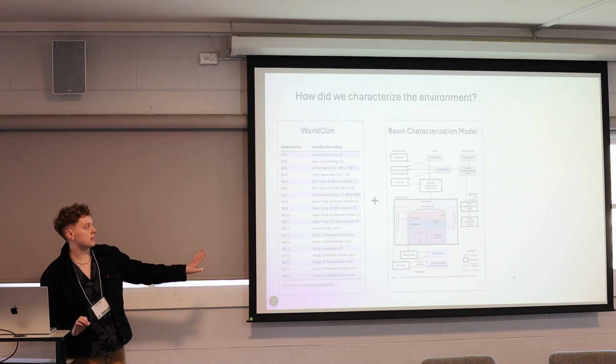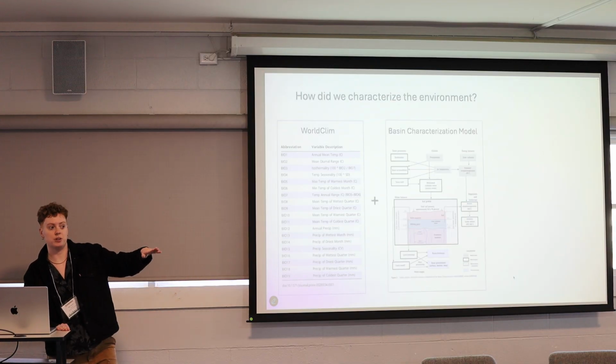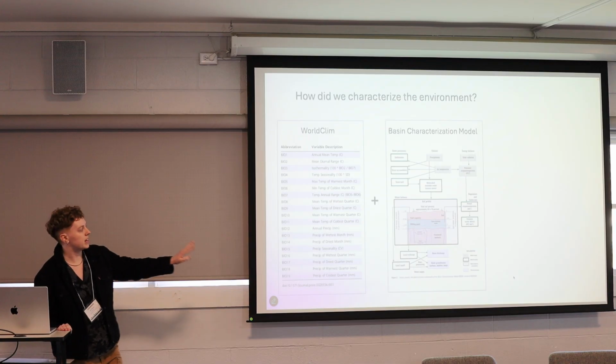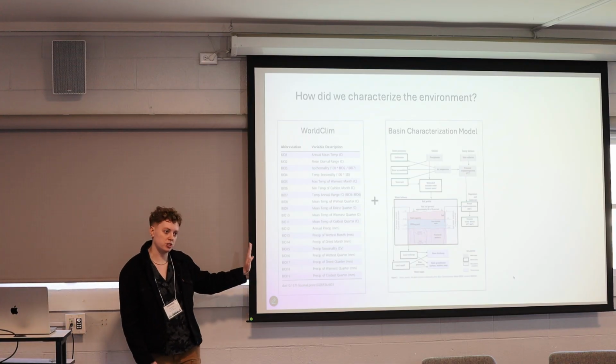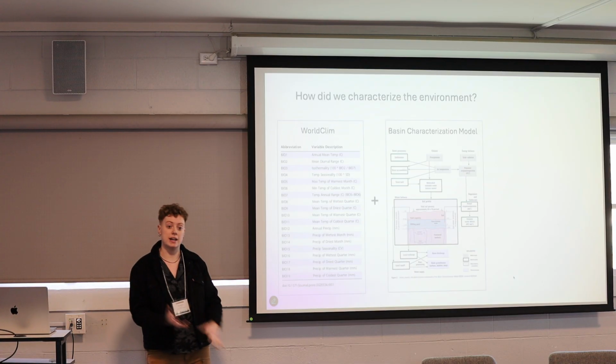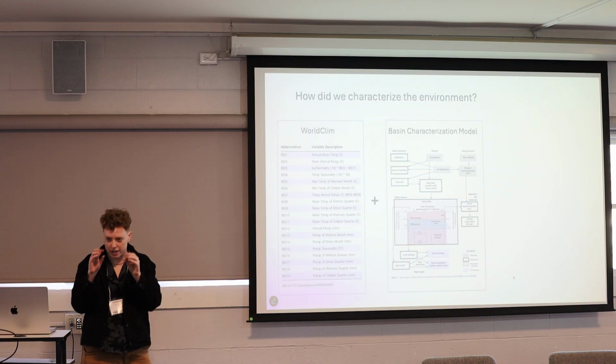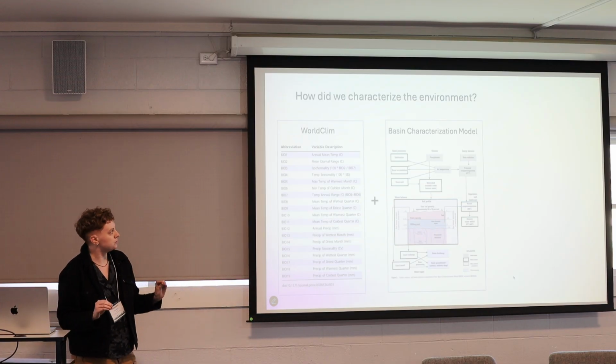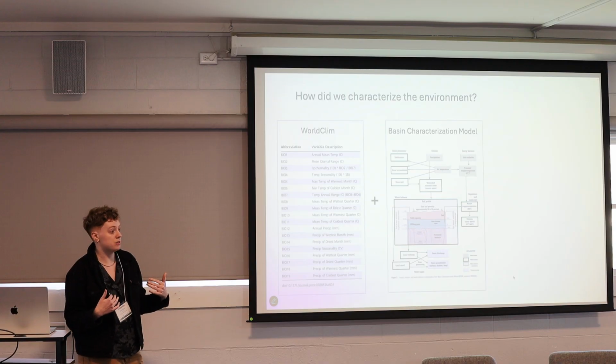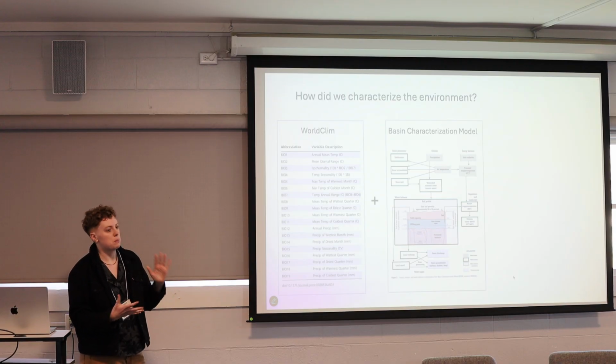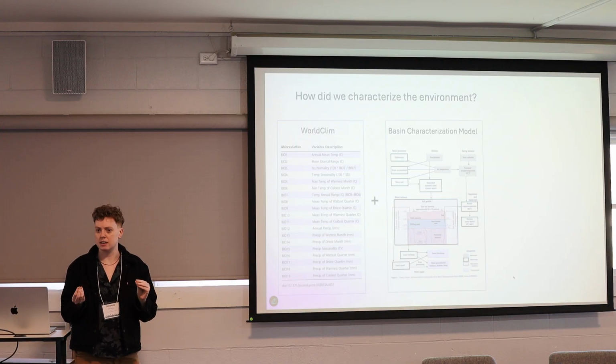So we also have combined this with the BCM model that we just heard about from Jim. So that's giving us not just temperature and precipitation, but all the hydrological inputs and outputs from our system so that we can characterize that on a fine scale. For the stuff that I'm going to show you today, it's a combination of this, but it's pared down so that we're not getting too much correlation between the two.